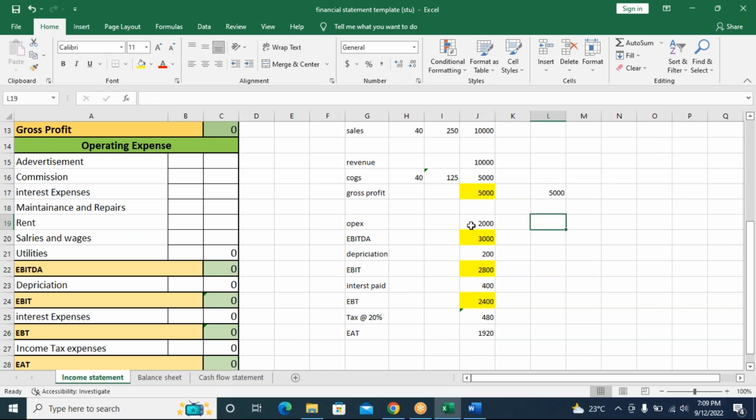So if it is a loss, how will the calculation be done? Here I'll take gross profit as 5,000 and my OPEX is 4,000. Enter. So what will be my EBITDA? That will be gross profit minus the OPEX, so it is 1,000 rupees. What will be my depreciation? Say my depreciation is 500. So my EBIT will be 1,000 minus 500.